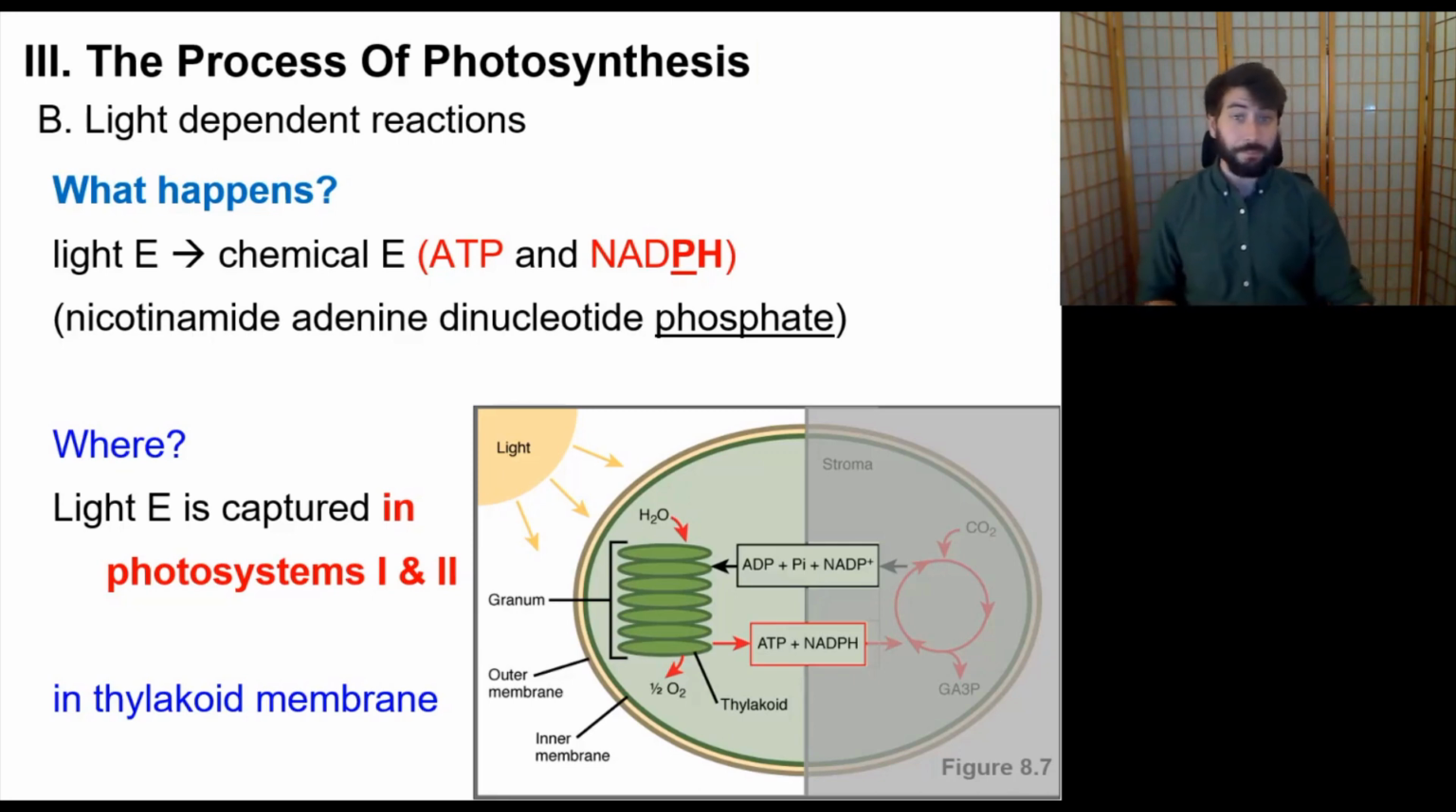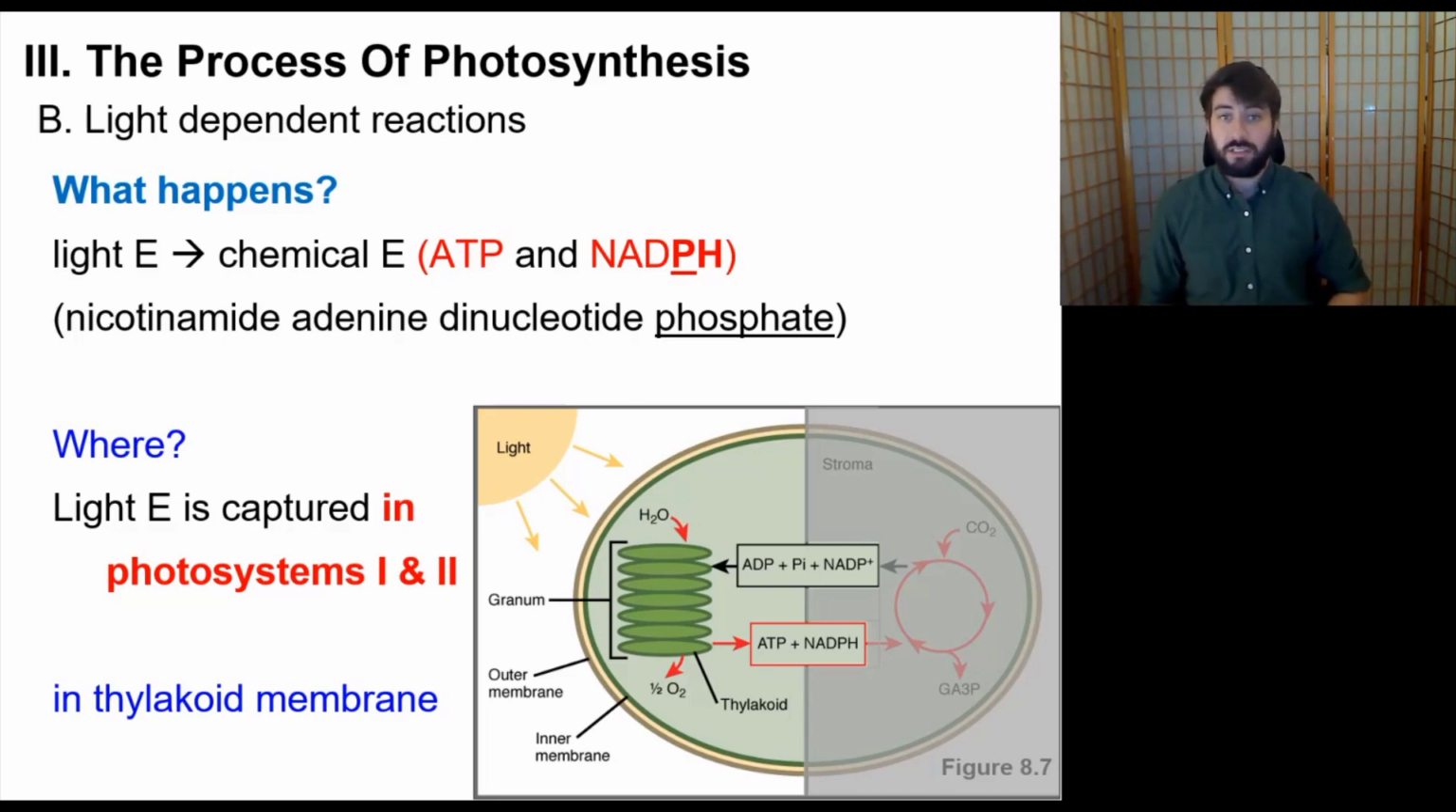Okay, so let's talk a little more specifics. During the light-dependent reactions, light energy is converted into chemical energy in the form of ATP and NADPH. Now, we've talked about NAD before, but not NADPH. So what's the difference? NADH versus NADPH. Yeah, it's just a phosphate group, okay?